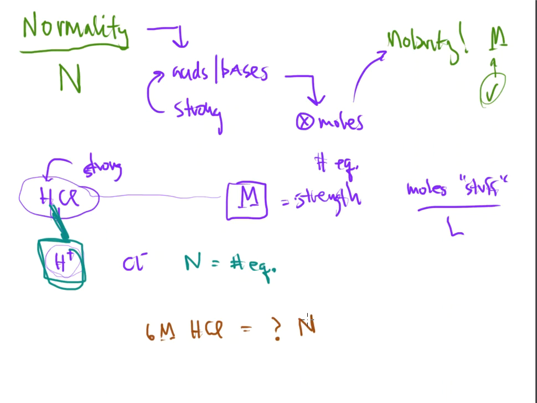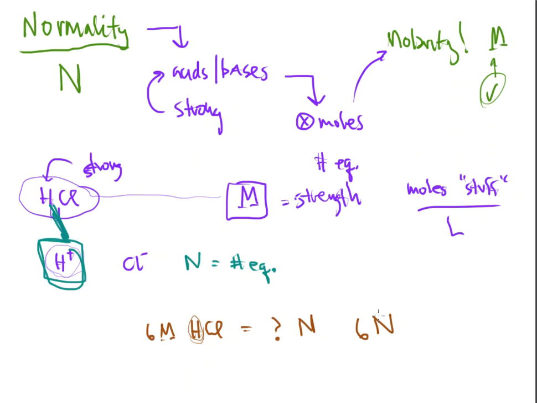This is what you need to think to yourself. Oh, normality. Well, this is an acid. How many protons can it give up? Well, this HCl can only give off 1 proton. That's it, 1 hydrogen. So in this case, a 6 molar solution is also a 6 normal solution. Because for every molecule, I get 1 hydrogen.